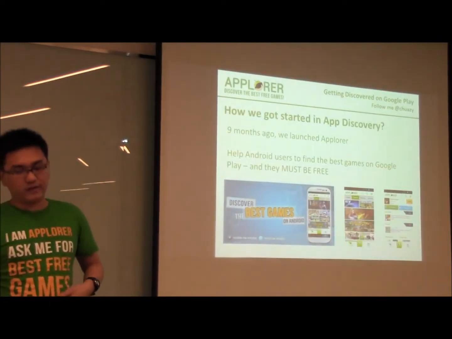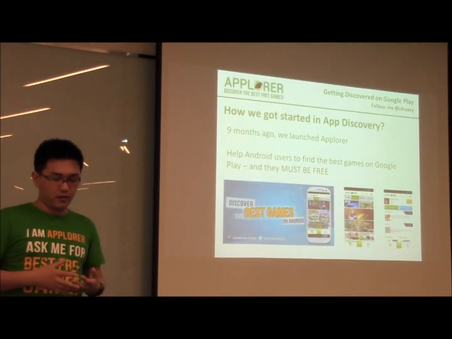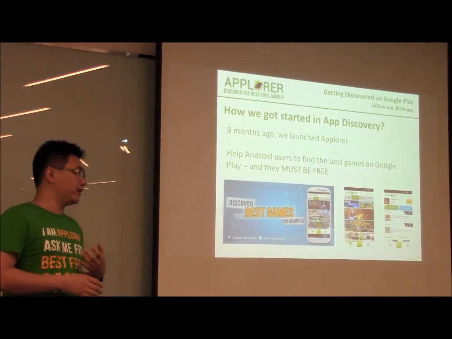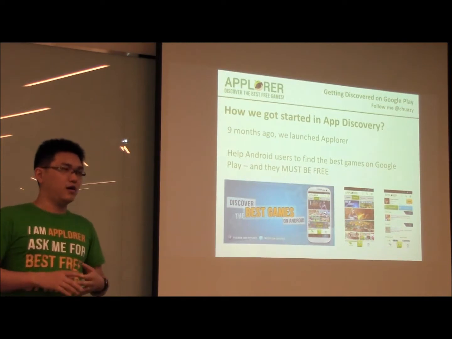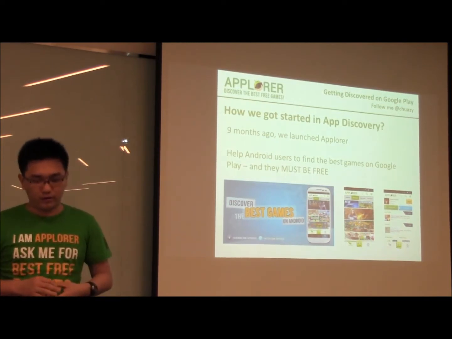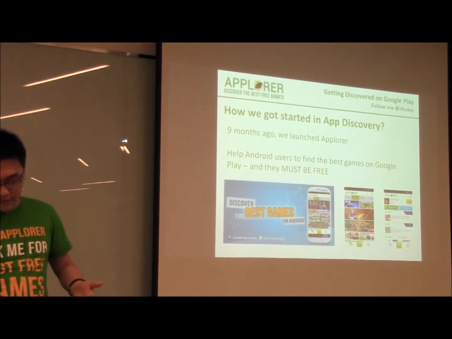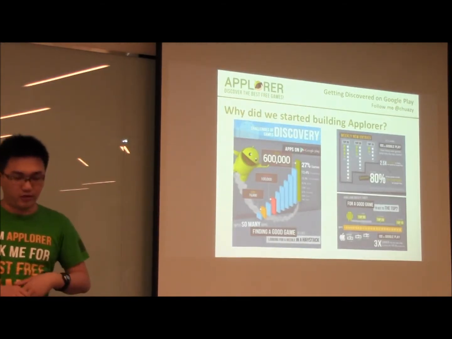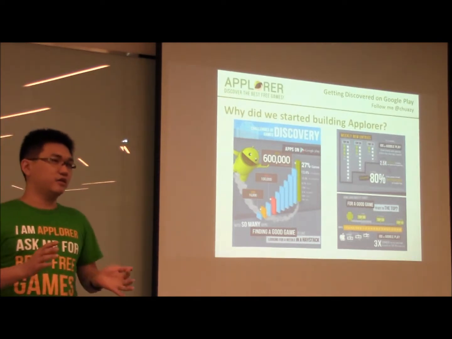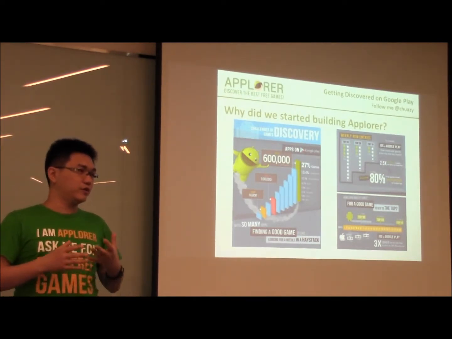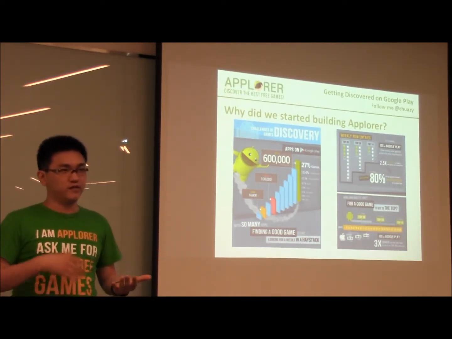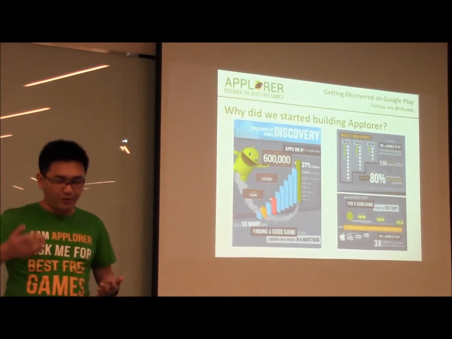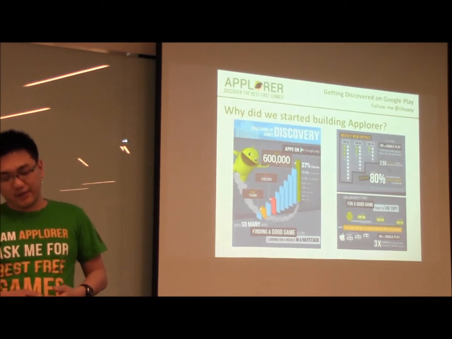How we got started in app discovery is that we started 9 months ago. We launched our first version of Explorer on Google Play. The whole idea is to help users find Android games on Google Play itself. The reason why we do that is this infographic that we created ourselves. We compare how a user finds games on Google Play versus other platforms, and of course we take the other leading platform, Apple, as a benchmark.